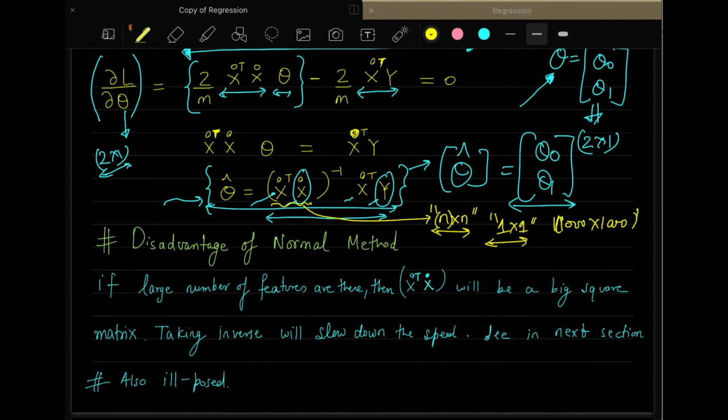In that case it will be a problem, because when your matrix size becomes large, like if it increases to 1000 by 1000, then the inversion of the matrix will take a lot of time. Taking the inverse will slow down the speed. So if you increase the dimensions of this matrix, the inversion takes time, and the theta hat that you will obtain will come very slowly. It's not a fast process, the inversion thing.